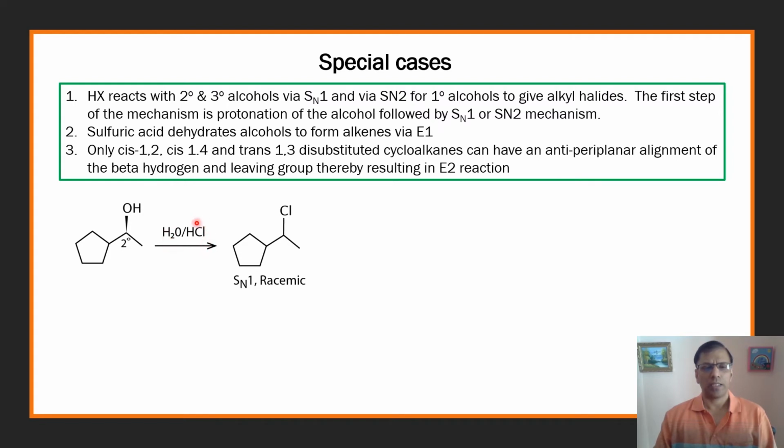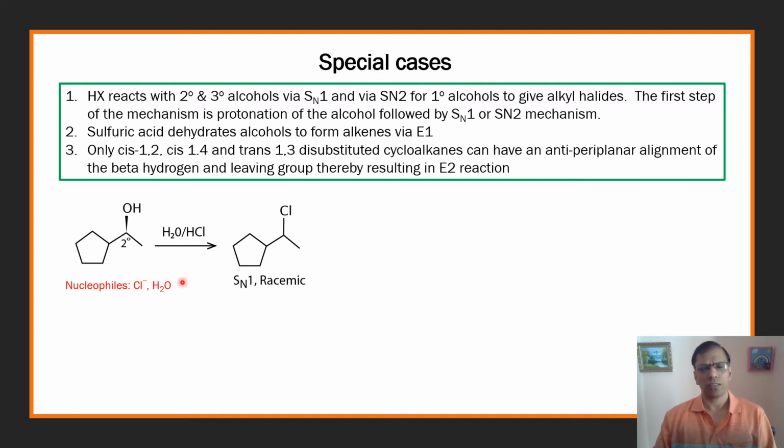In HCl and water, the first step is protonation of the OH group by HCl, and then H2O is a good leaving group, so that will result in a secondary carbocation. The secondary carbocation will see two nucleophiles. One is the chloride and the other is the water molecule.